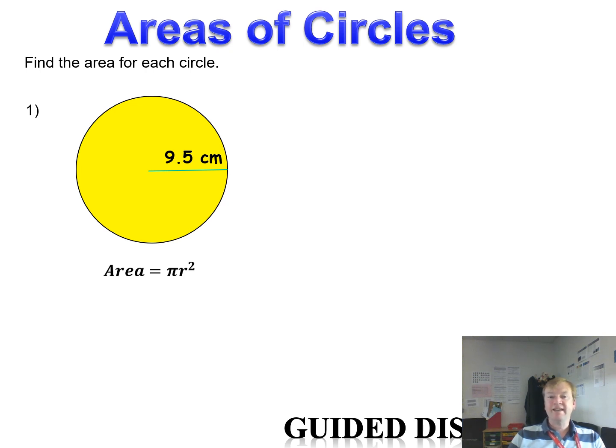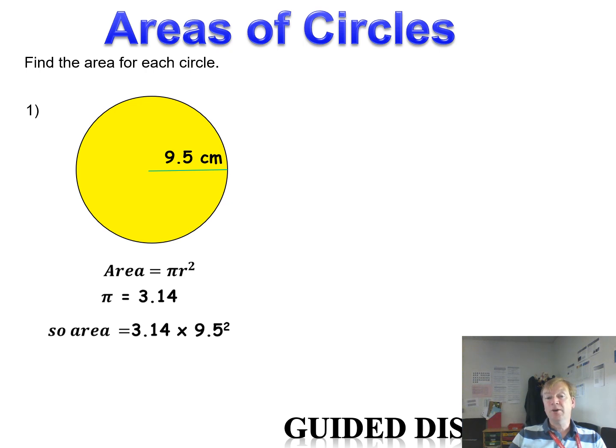But what are these pi's and r's? Well, let's have a look. Pi is a special number. It's actually a number with an infinite number of decimal places, 3.1413, and so on. But we cut it short to 3.14. You need to memorize that. Pi is 3.14.